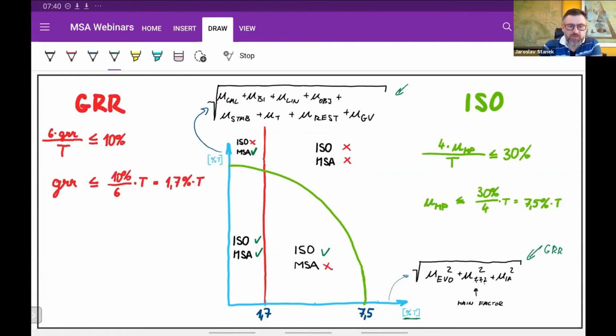And with the ISO, we have the circle. If we are inside of that circle, this is a quarter of a circle because, of course, we can't have negative standard deviations and standard uncertainties. If we are inside of that, we are okay. If we are outside of the circle, that is not okay. And of course, you can see already there are two regions where this does not agree.